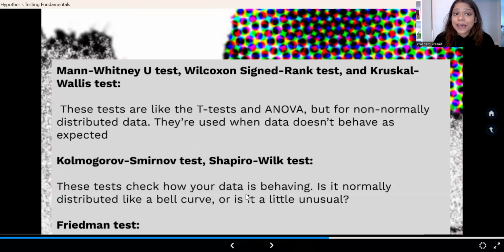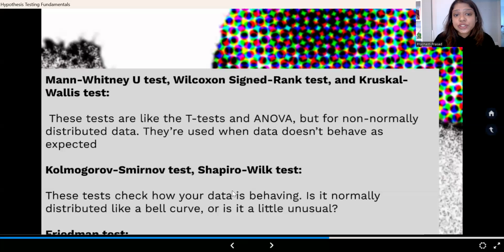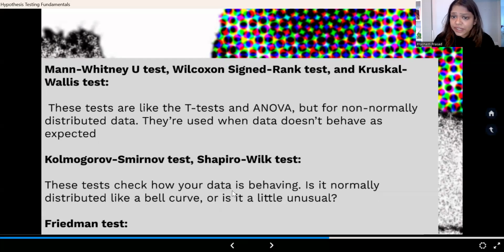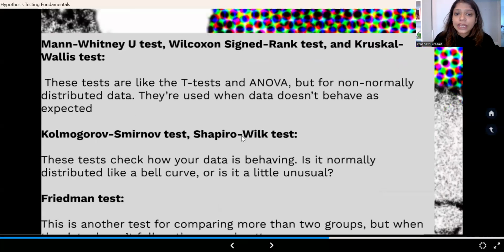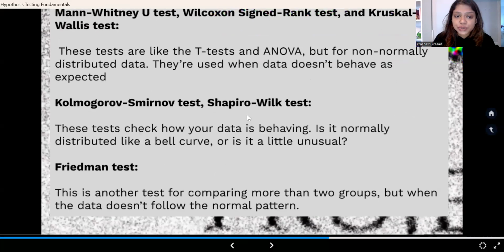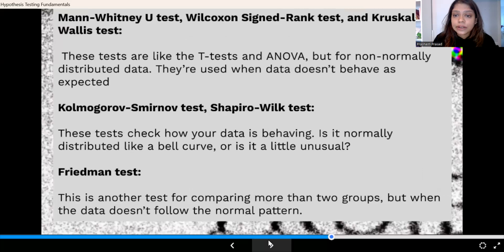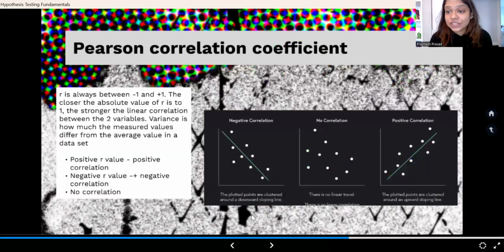Now, we have the Mann-Whitney test, the Wilcoxon signed-rank test, and the Kruskal-Wallis testing. They're like the t-test and the ANOVA in that they're used for numerical values, but they're for data that does not follow a normal or bell-shaped distribution. It's for skewed data. And you also have the Shapiro-Wilk test or the Kolmogorov-Smirnov test. You don't need to know what they are, just that they're for data that is not your usual data, more different or skewed data. And then you have Friedman's testing, which also compares more than two groups, but for data that is not normally distributed. And last but not least, we have Pearson's correlation coefficient.